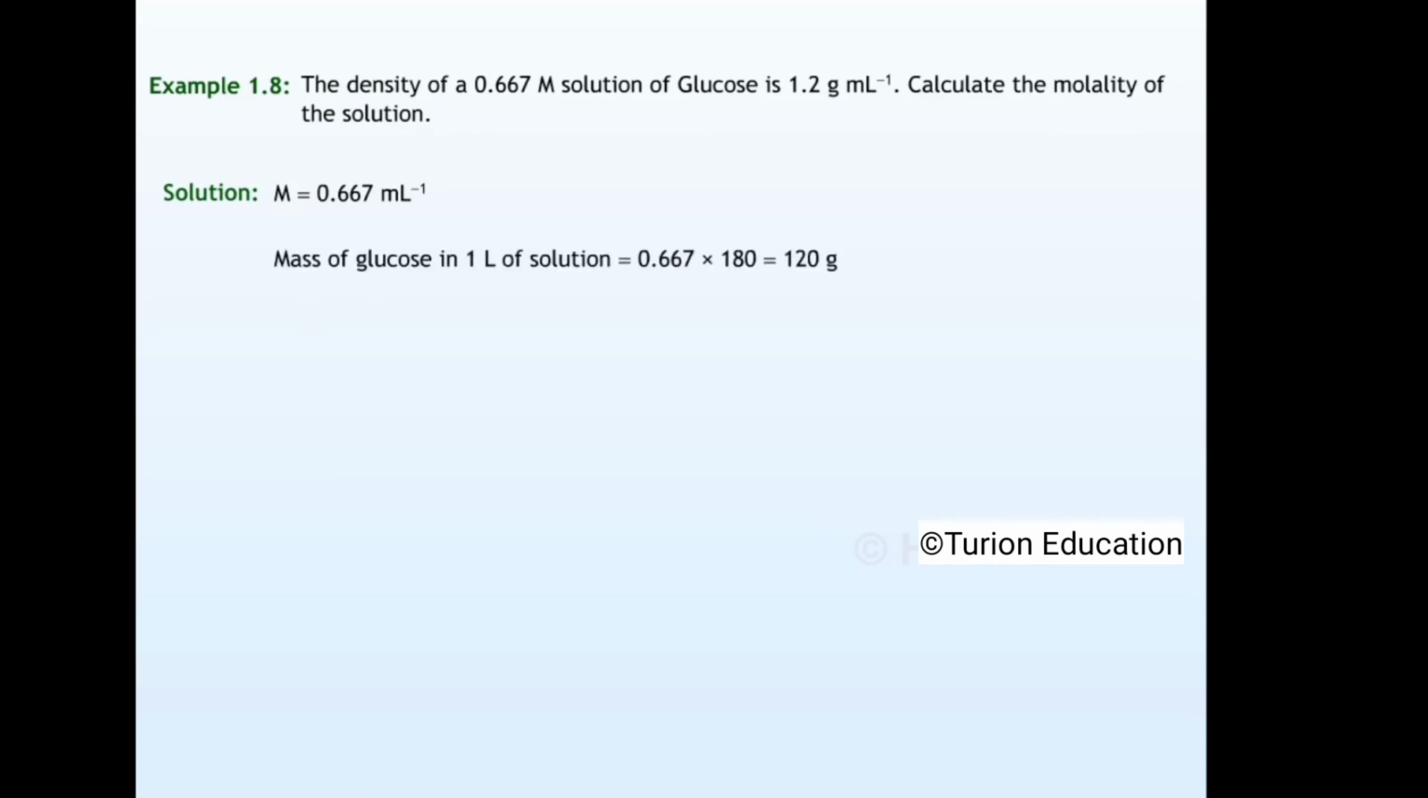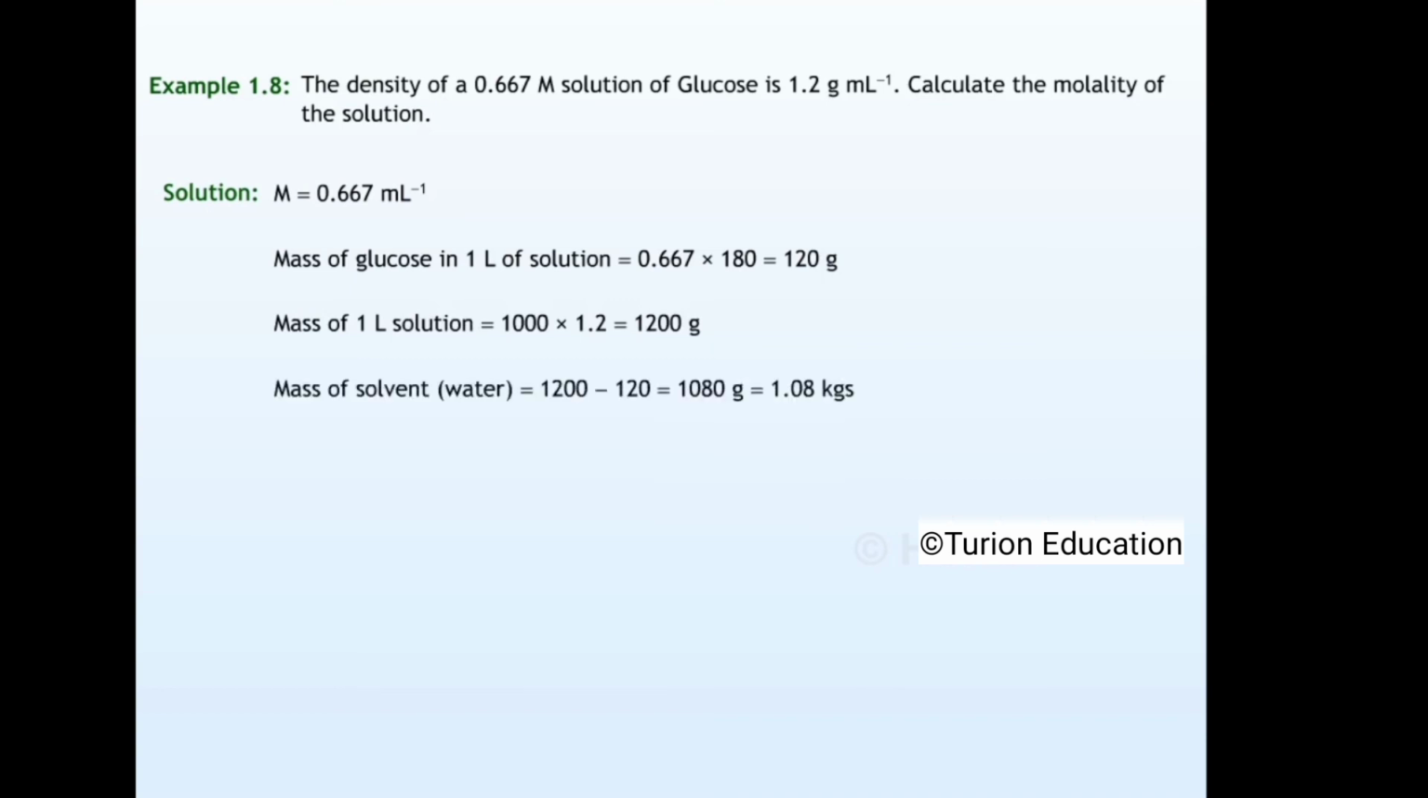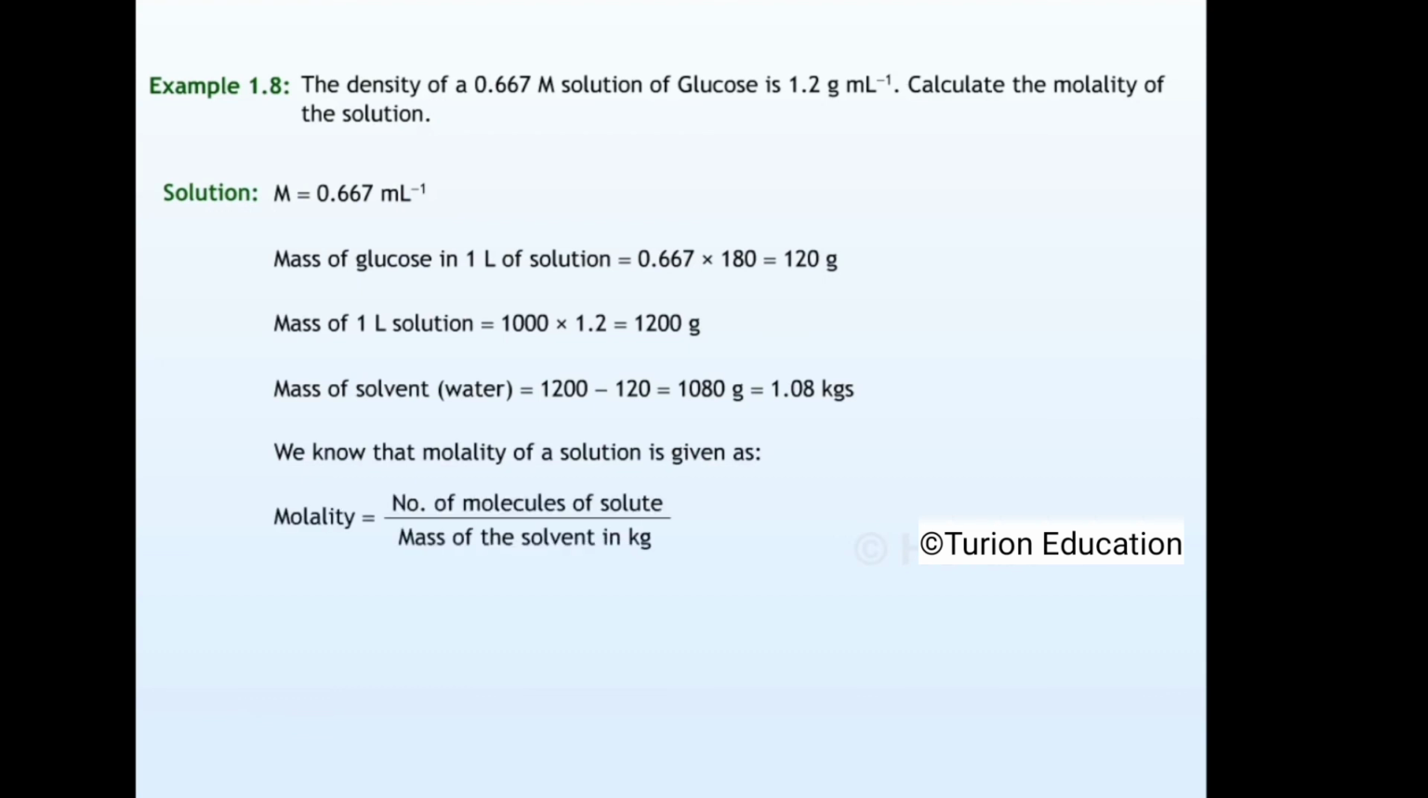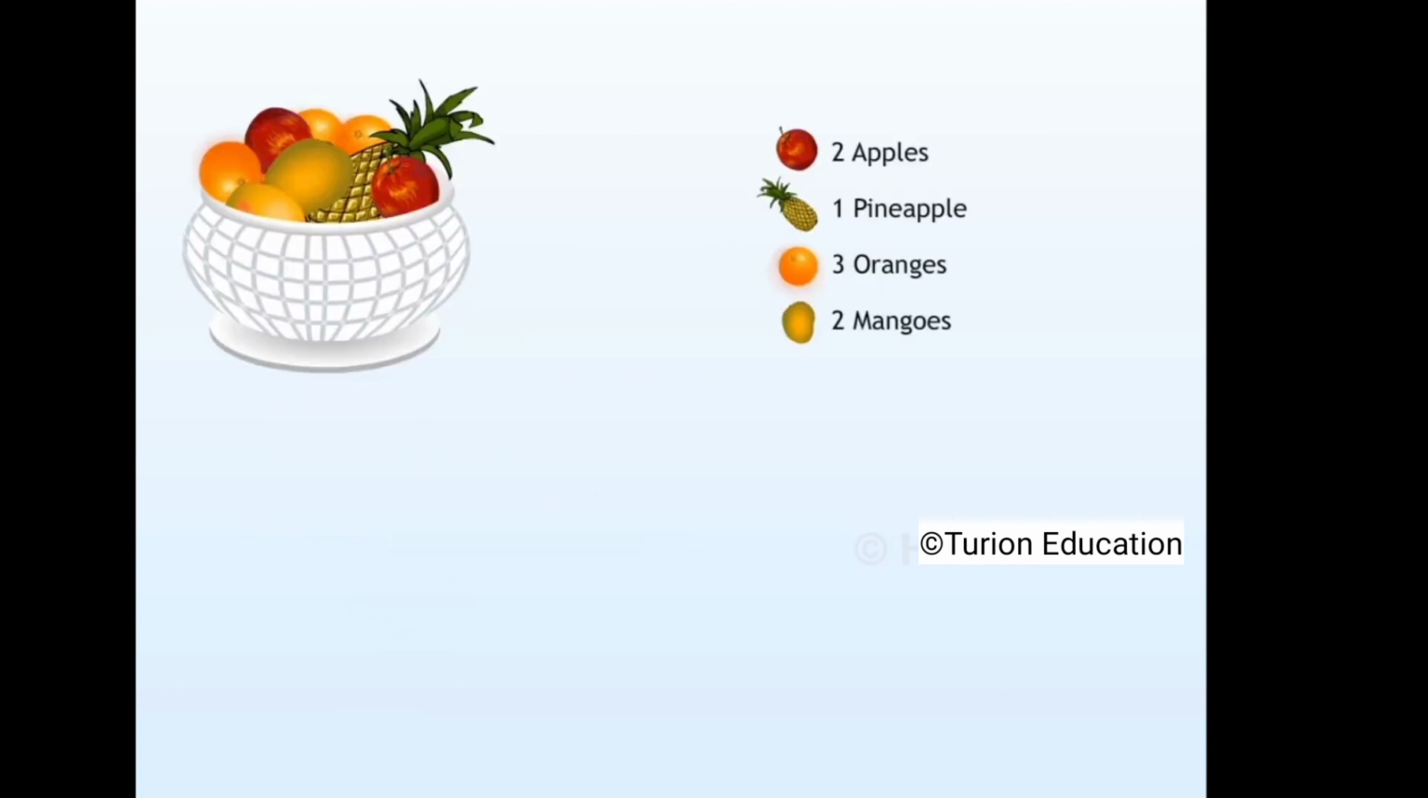Mass of glucose in 1 liter of solution equals 0.667 into 180 equals 120 grams. Mass of 1 liter solution equals 1000 into 1.2 equals 1200 grams. Mass of solvent, water, equals 1200 minus 120 equals 1080 grams equals 1.08 kilograms. We know that molality of a solution is given as molality equals number of moles of solute by mass of the solvent in kilograms equals 0.667 by 1.08 equals 0.61 m.